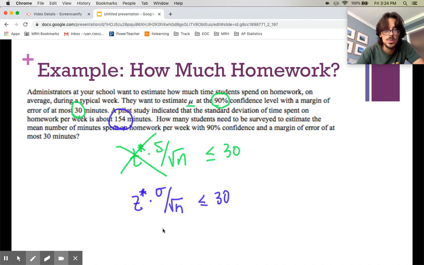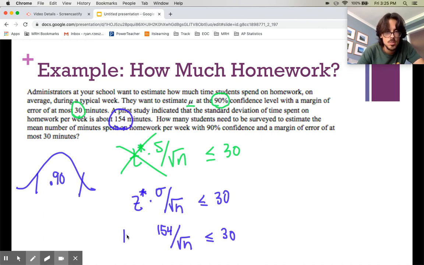So what I would do is use 154 for sigma, and then I would need to find my Z star. So I would do an inverse normal for a 90% confidence interval. Like I said, this is one of two that I actually know. So you would do an inverse normal, not an inverse T, and get this setup right here. After you do that, you're just doing regular easy algebra to get n all by itself.